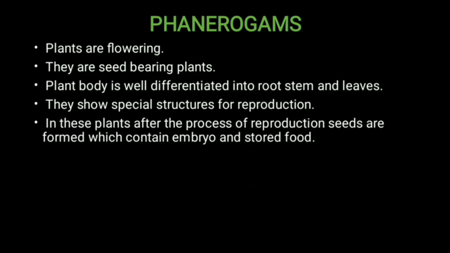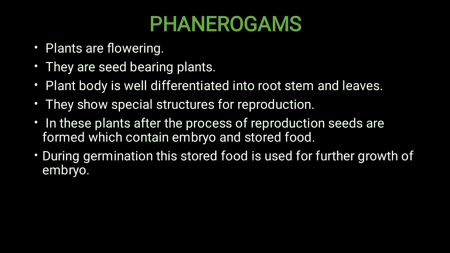In these plants, after the process of reproduction, seeds are formed which contain the embryo and stored food. So after the process of reproduction, what happens, children? Here seeds are formed. Okay, the seeds contain the embryo and stored food. So during germination, this stored food is used for the further growth of the embryo. Whatever stored food is there in the seed, it is used for the further growth of the embryo during the germination process.